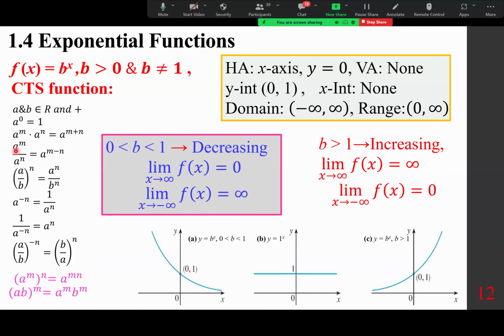Also, these are exponential rules we have seen. I hope everybody's comfortable with those. We should know them. For example, a to the power of 0 is 1, a to the power of m times a to the power of n is a to the power of m plus n. This is the product rule. A to the power of m over a to the power of n is a to the power of m minus n, the quotient rule. A over b, to the power of n, you individually raise them to the power. Negative exponential rule, flip it over.